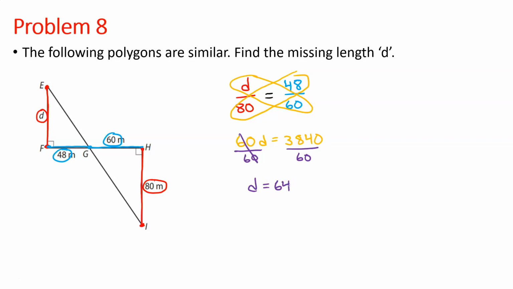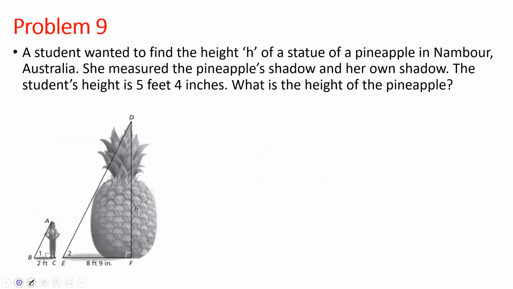All right, so the length of D is 64. To be exact, it's 64 meters. This one actually did have units, 64 meters. All right, problem number 9 we did together in class.